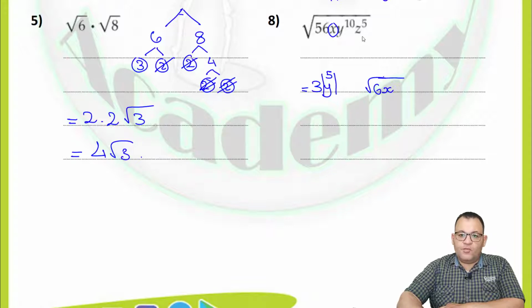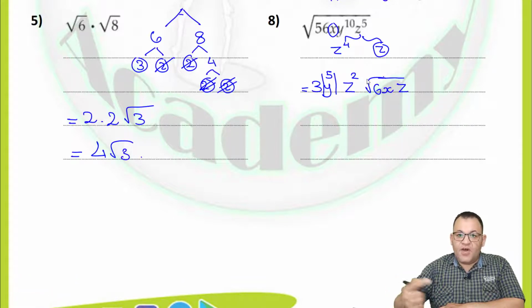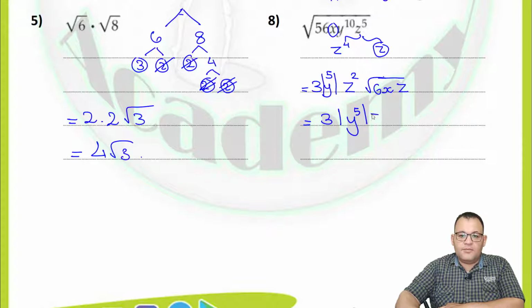z to the power 5. We can divide 5 by 2, so it will be z to the power 4 times z. z is a single number, just write it inside the square root. z to the power 4, so it will be 4 divided by 2 equals 2. The square root divides the power written inside by 2. So now it will equal 3, the absolute value of y to the power 5 times z to the power 2, the square root of 6xz.